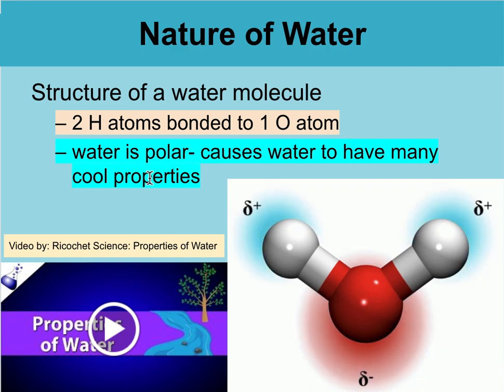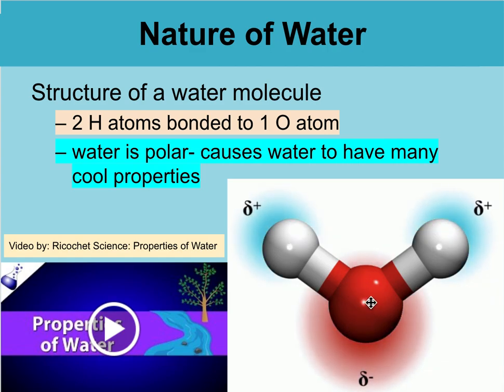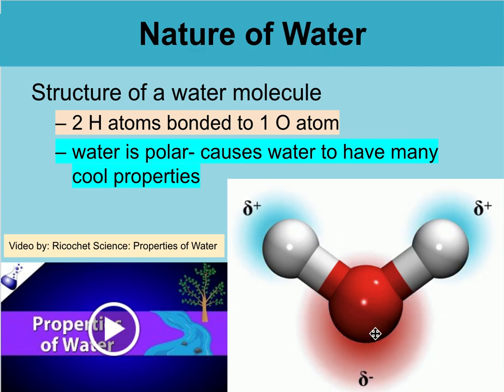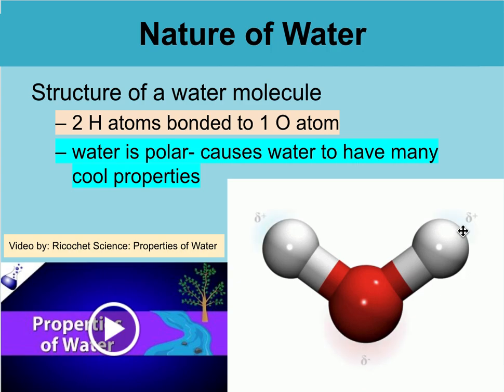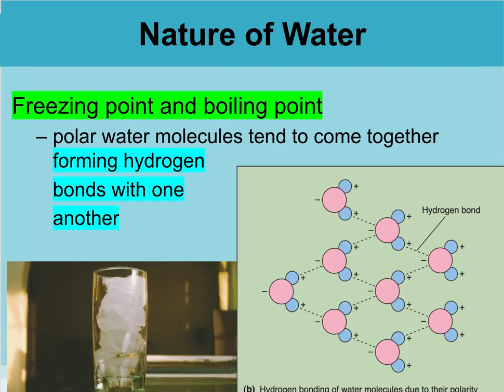So, water has a certain polarity, and what that means is that water has two hydrogens attached to it and one oxygen attached to it. The hydrogens have a positive charge on the two sides, and the oxygen has a negative charge. In my mind, I think of water as being slightly magnetized, where it has a slight pull to other water molecules around it, because the negative and the positive sides will attach to each other. And this makes up so many different properties of water that make it really cool. So here's a video by Ricochet Science, properties of water, where they go over that a little bit more.